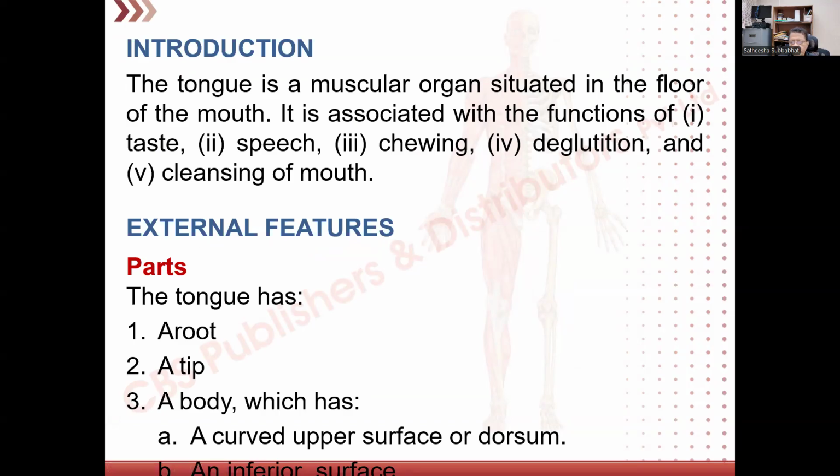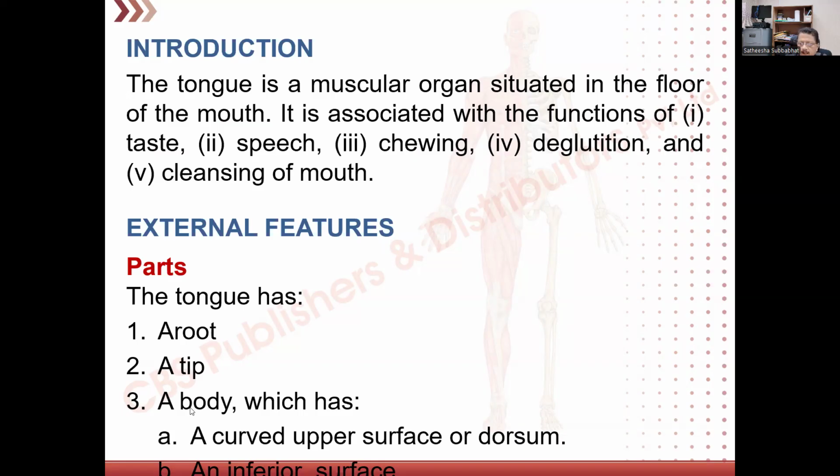As we all know, the tongue is a muscular organ situated in the floor of the mouth, and it is associated with many functions. Number one, taste, speech, chewing, deglutition, and cleansing of the mouth. So it involves many functions. Let us see what its parts are.